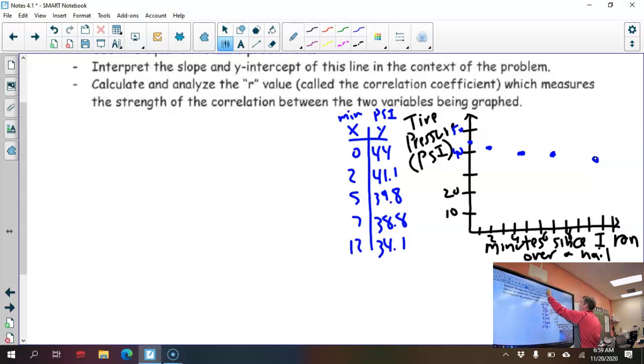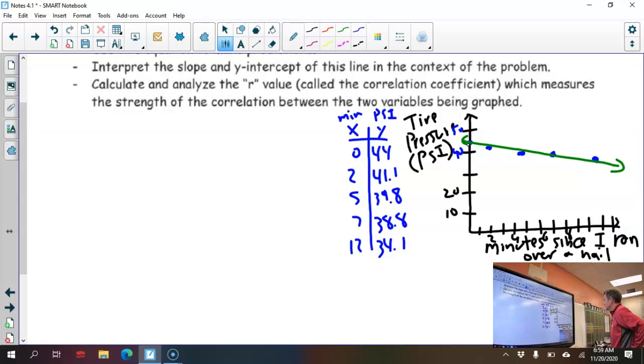If I was going to draw a line of best fit, it might look something like that. That's pretty good. Pretty good. It's a pretty straight line, too.